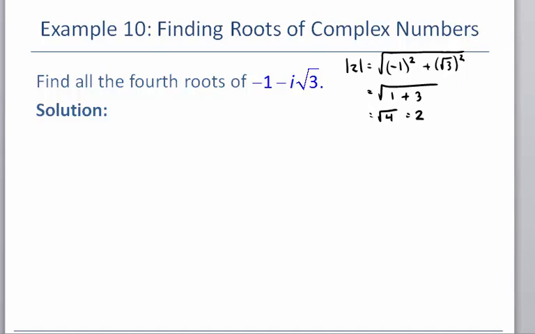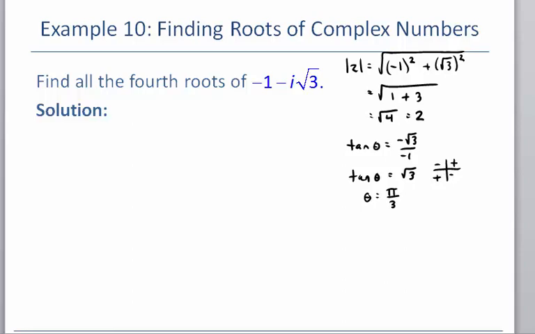All right, let's find our angle. For our angle, we'll say tangent theta is b over a. So I'm going to have negative square root of 3 over -1, which will be positive square root of 3. Now again, we know that tangent is positive in the first and the third. And we know that in the first quadrant, it is equal to square root of 3 at pi over 3 or 60 degrees. Let's check and make sure that we need to be in the first quadrant.